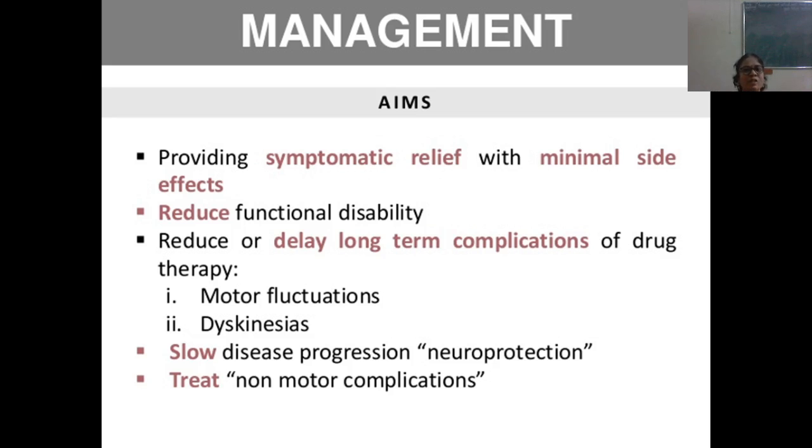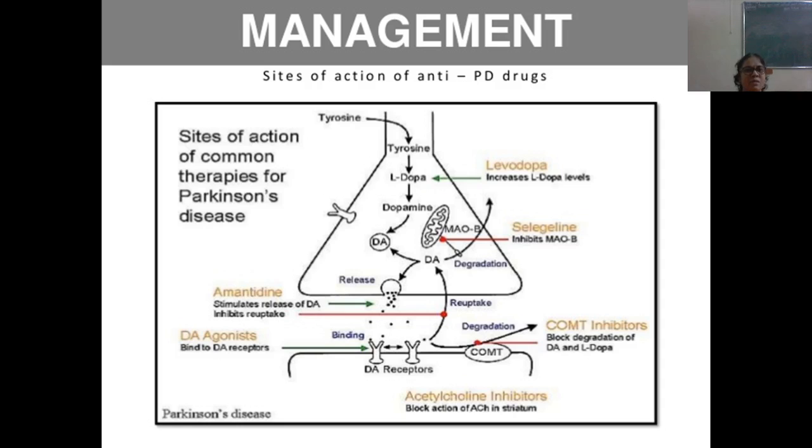Coming to the management, the aims of management are providing symptomatic relief with minimal side effects, reducing functional disability, reducing or delaying long-term complications of drug therapy, motor fluctuations and dyskinesias, slowing disease progression or neuroprotection, and treating non-motor complications. These are the main aims.